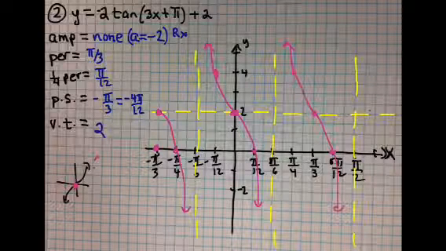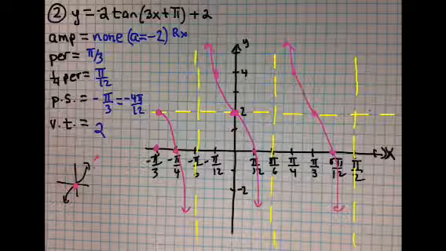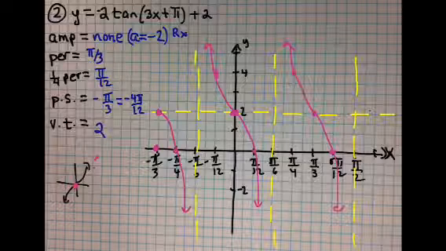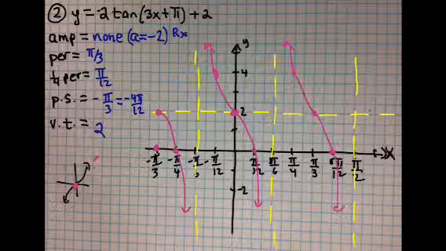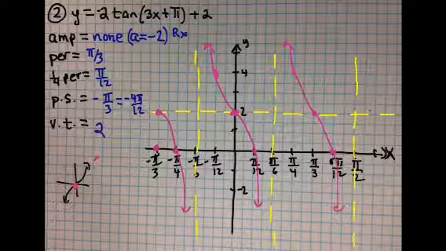Okay. So what this looks like, it looks like a negative cotangent graph reflected over, or a negative tangent graph, but not like a normal one without any translation. Okay, and that would be the graph for this one.